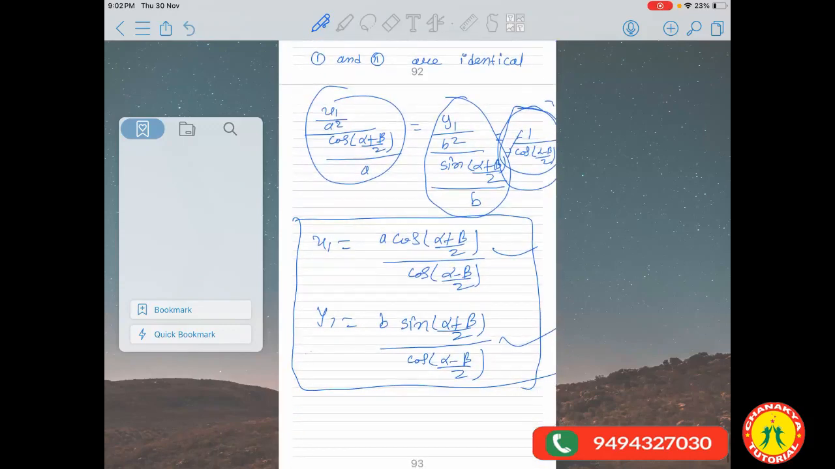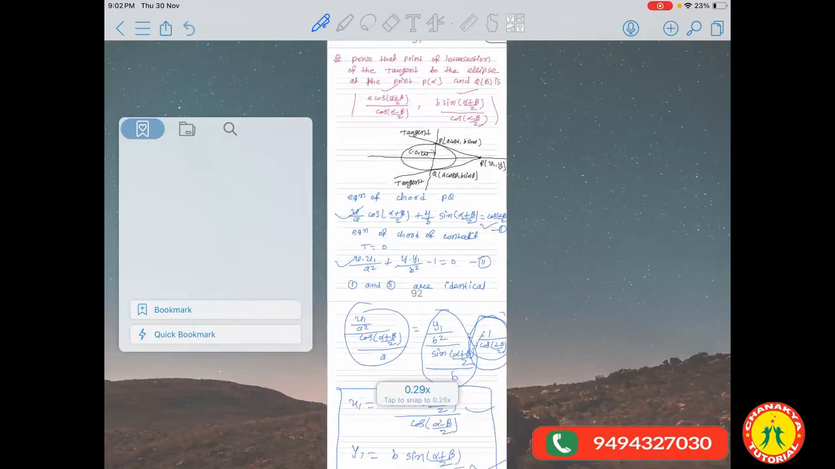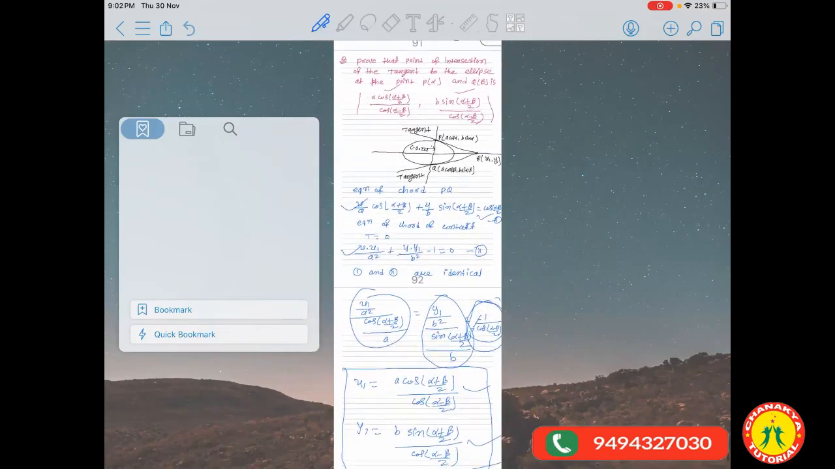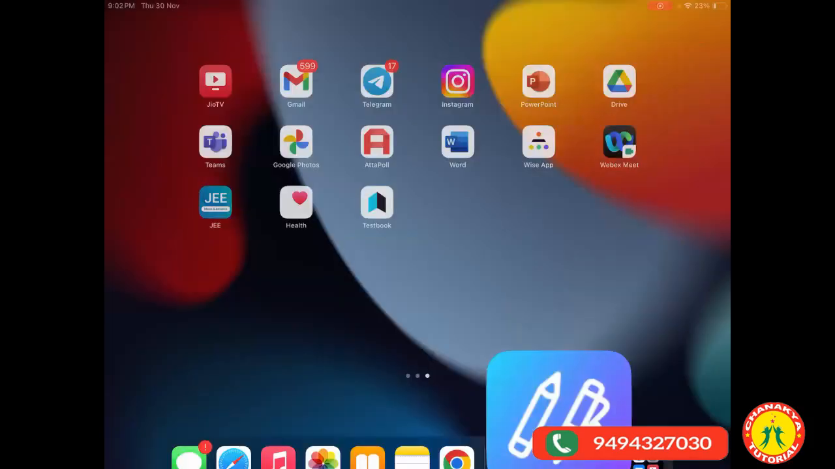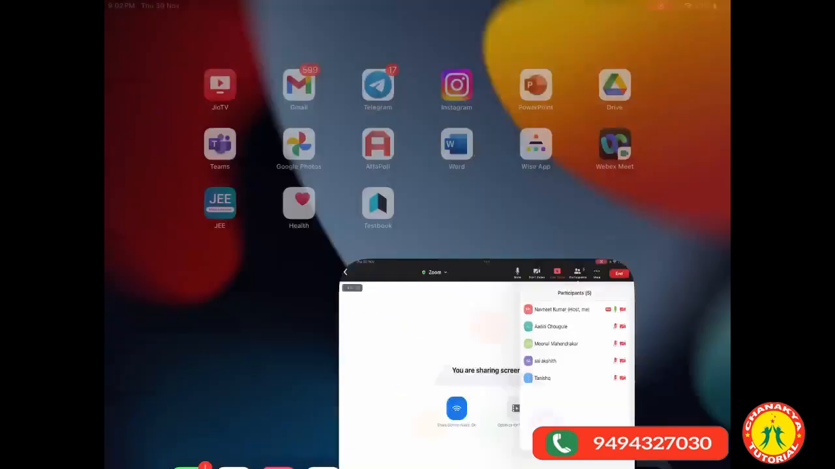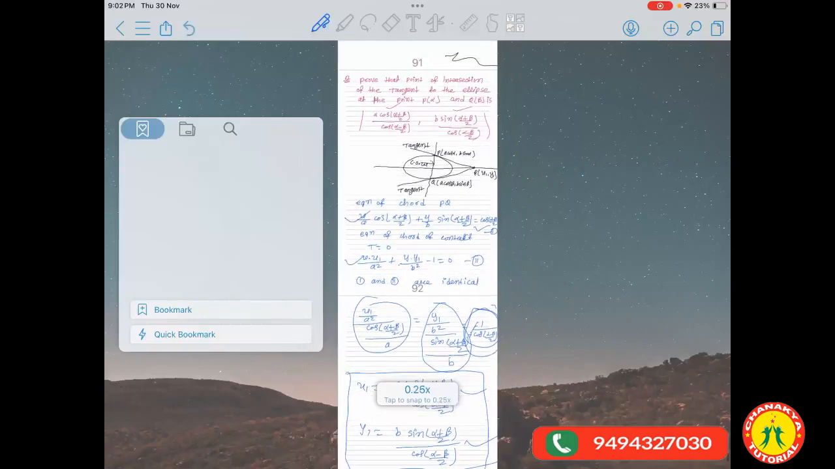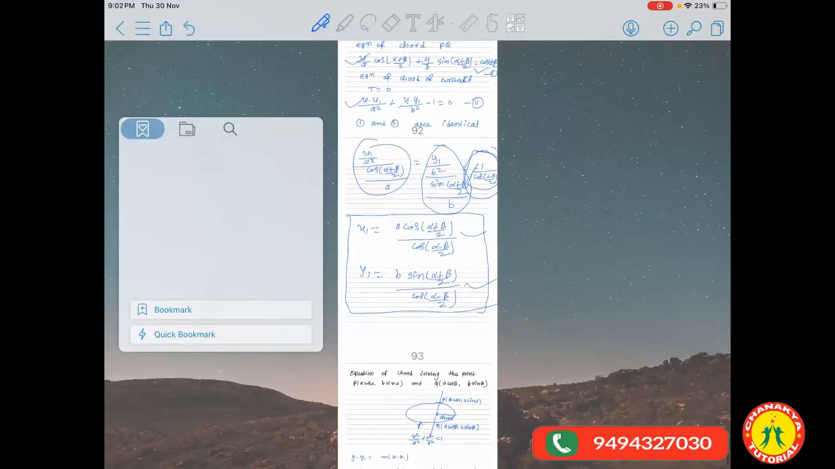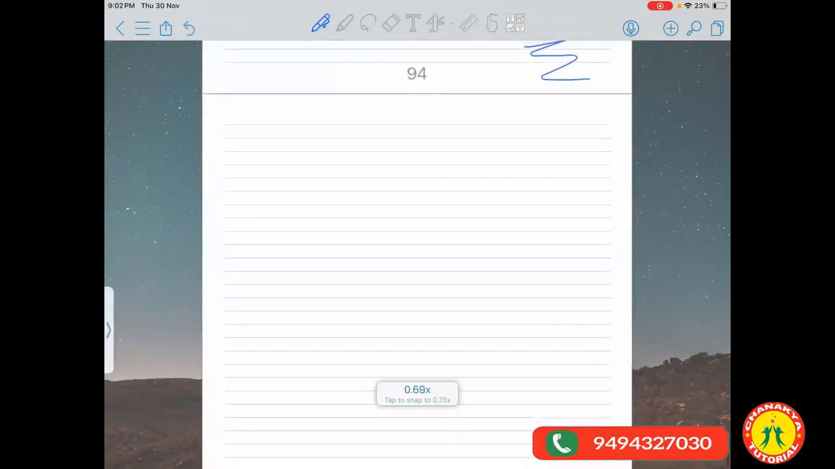Got it? Everyone understood? Everyone understood these things? Aditya, did you understand? Aditya, Tanishk, have you done? Yes, sir. Minal, any doubt? No, sir. Good.